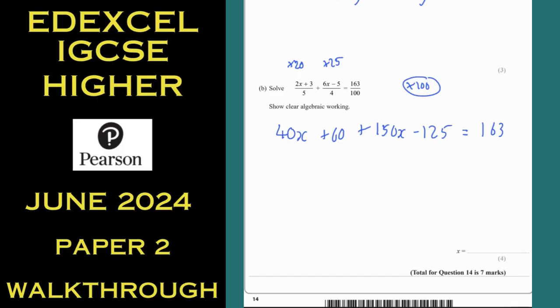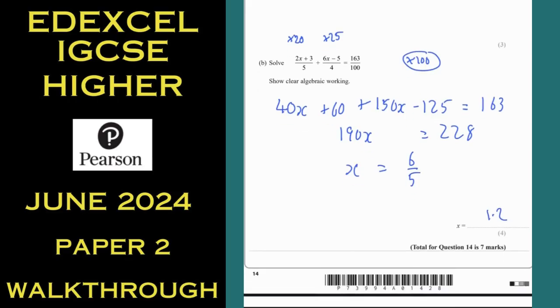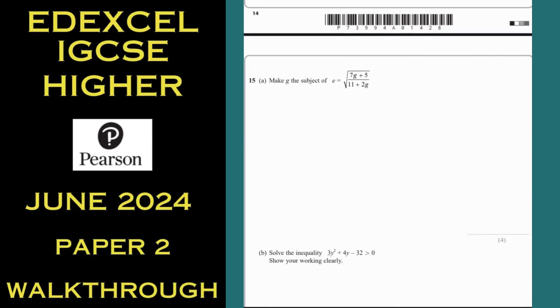163. So let's isolate the x's on the left-hand side. There's 190. Let's take all the numbers across to the right-hand side. We're getting 228. So x is 228 divided by 190. Your calc will say 6.5, and you could go, if you wanted to, for 1.2.